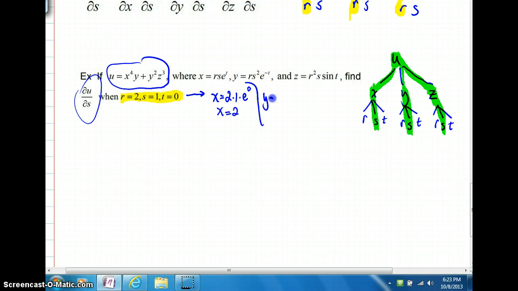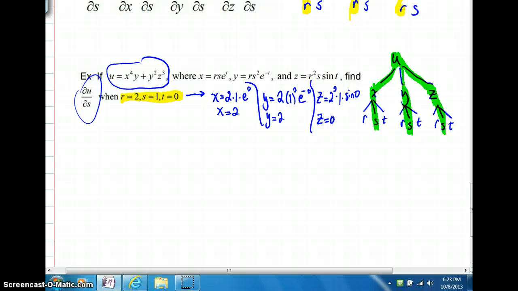Similarly, we could say y, of course, would be r, which is 2, times s squared, which is 1 squared, and then e to the negative 0. Well, e to a 0 power is 1. 1 squared is 1. Once again, we'd get y is equal to 2. Finally, with z, we would have r squared, which is 2 squared, times a 1, but the sine of t, sine of 0, thankfully sine of 0 is 0. And 0 times all of those other values will arrive at z equals 0.